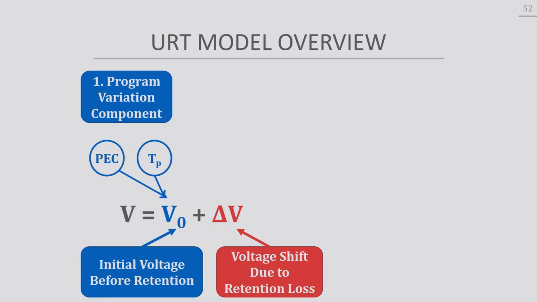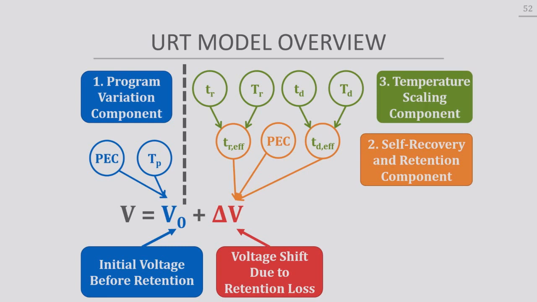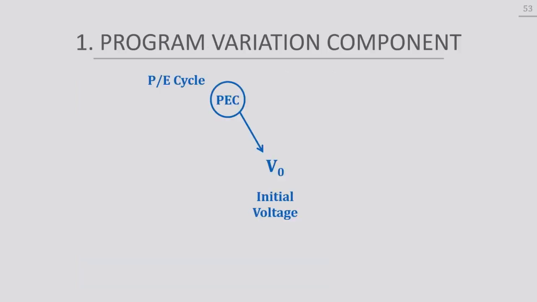This model can be broken down into 3 components. The first, the initial voltage before retention, is predicted by a program variation component. The retention shift is first predicted by a self-recovery and retention component, and then this component is scaled by a temperature scaling component. I'll introduce these 3 components one by one. So first is the program variation component.